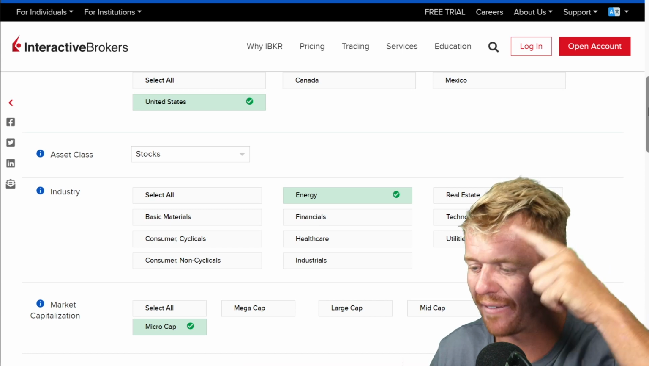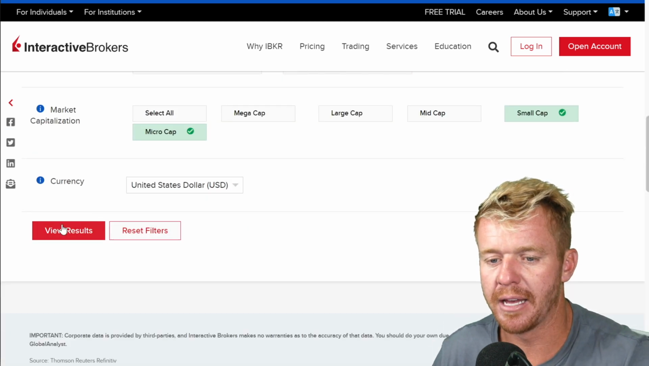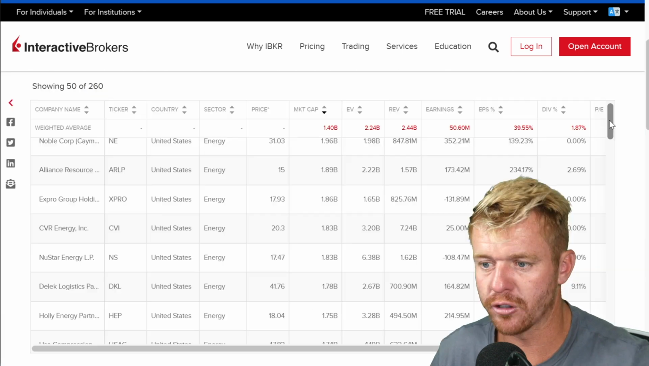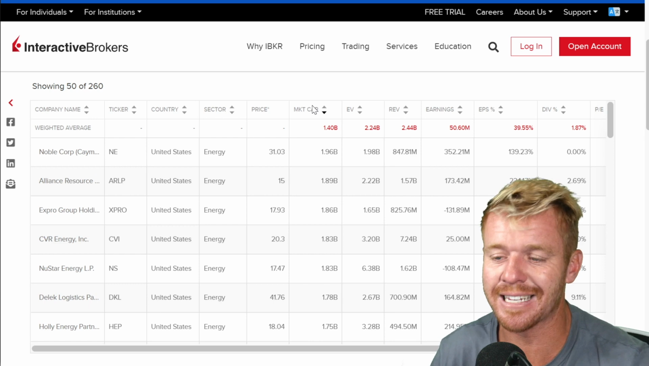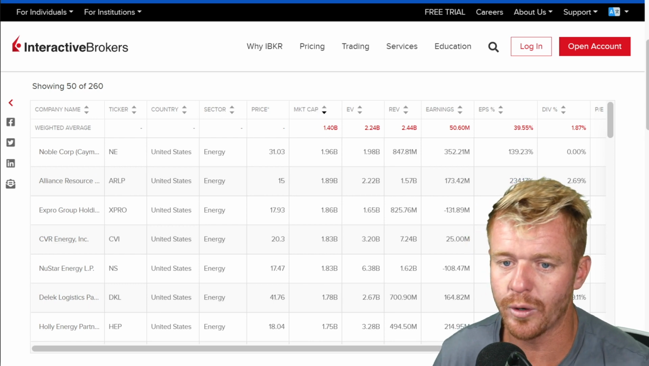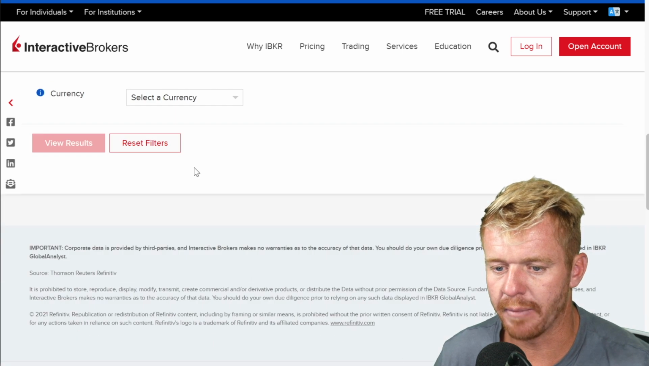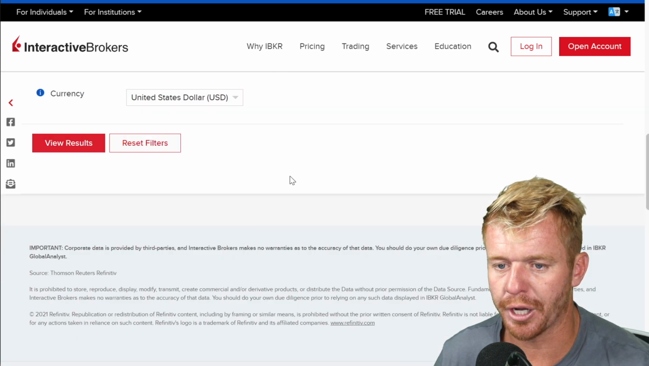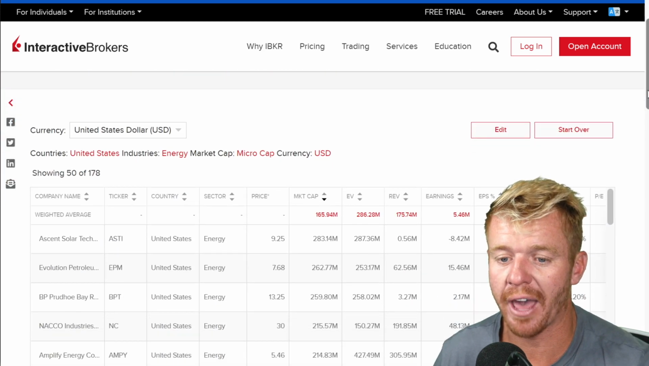So now we've got that. You can see we've got the stocks, we've got the energy, we've got small cap, micro cap, and we're going to look up results now. So this is now going to give us the results. You can see there's 260 total companies to go through here. I'm going to go back over here and change this to micro cap just because I think it'll make it a little easier to look up. And we're going to results. All right, so we got 178 that are still micro cap stocks.